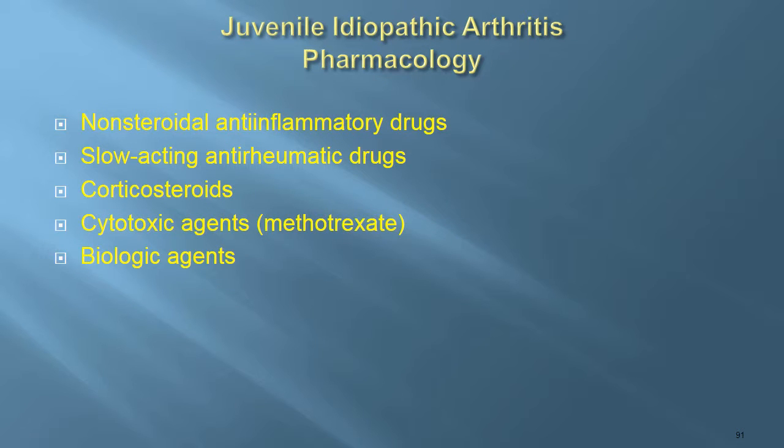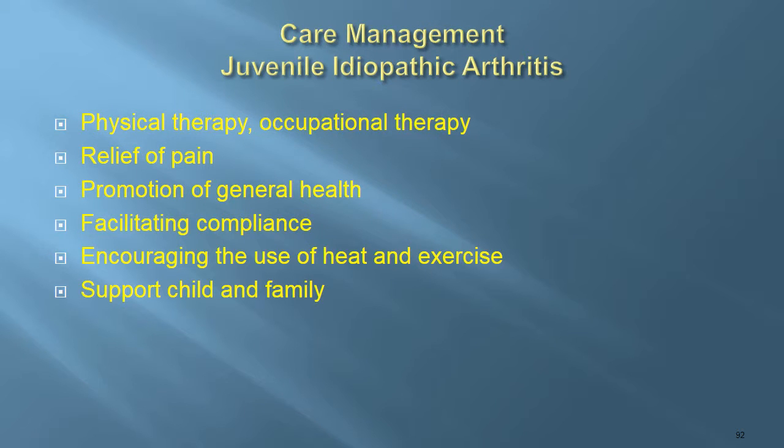With respect to pharmacology for JIA, these patients may be treated with nonsteroidal anti-inflammatory drugs, slow-acting antirheumatic drugs, corticosteroids, cytotoxic agents such as methotrexate, and biologic agents. Care management of JIA includes physical therapy and occupational therapy, relief of pain, promotion of general health, facilitating compliance, encouraging the use of heat and exercise, and supporting the child and family.